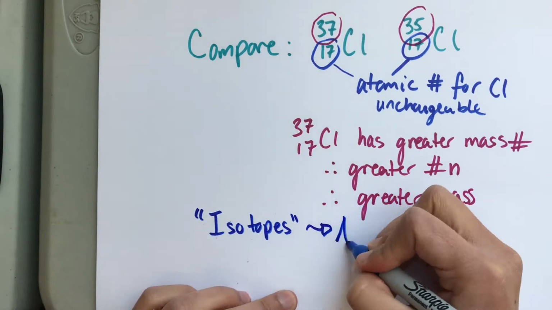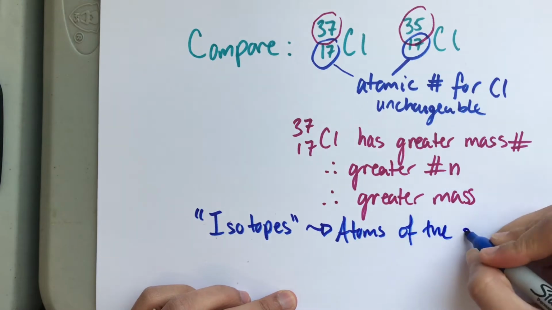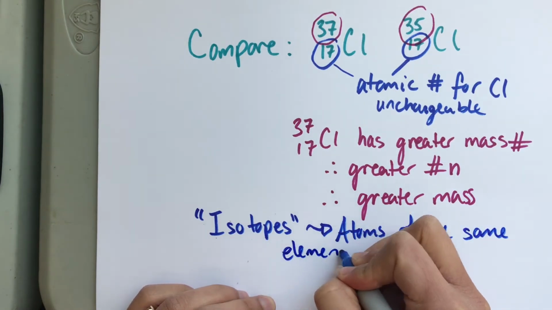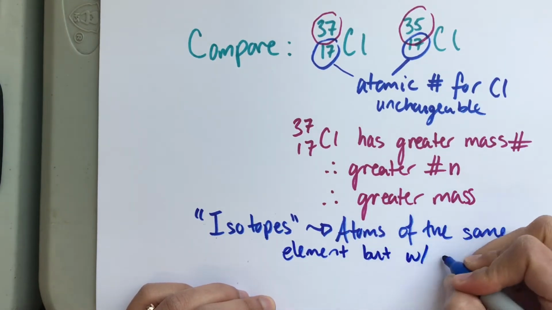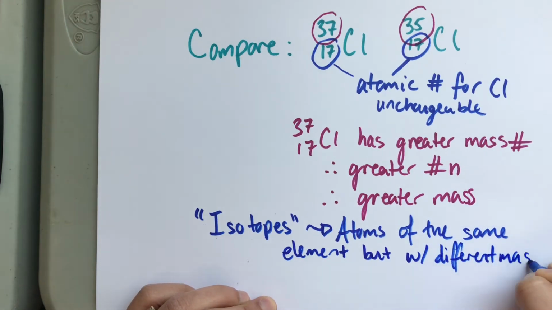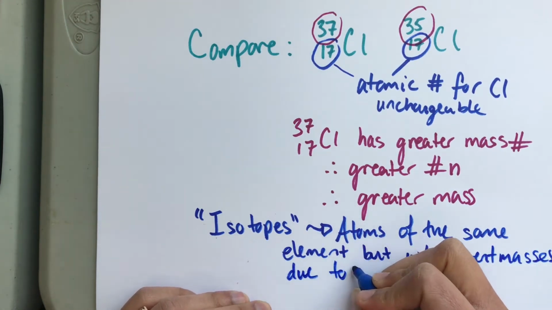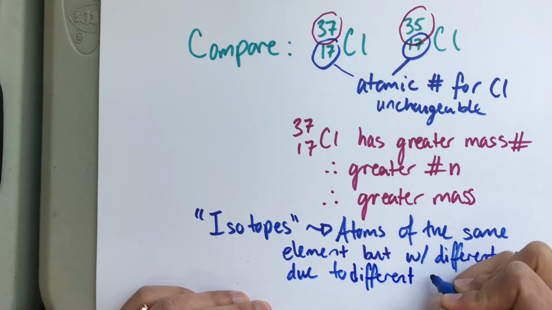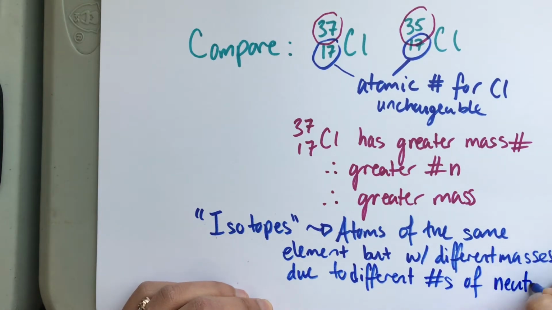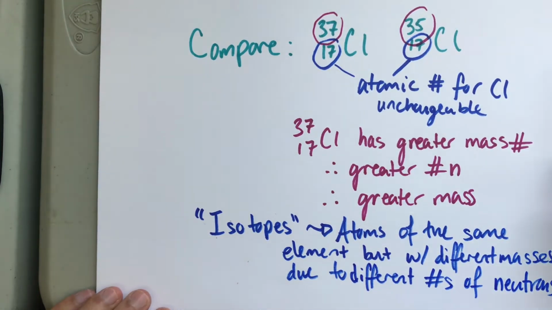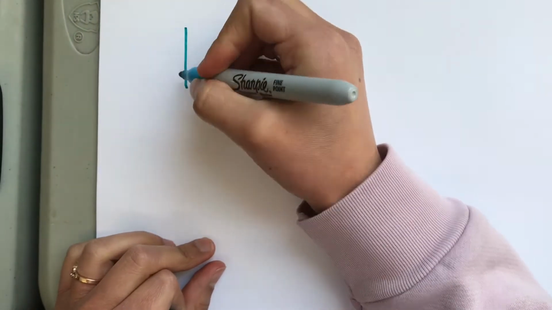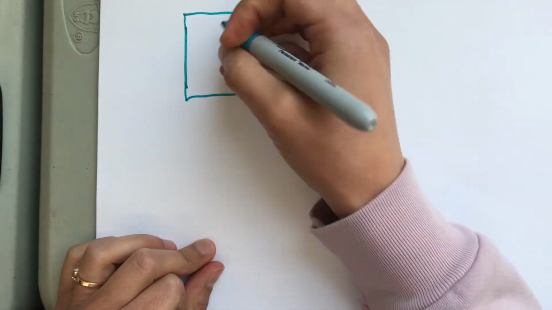These are called isotopes. Isotopes are two atoms of the same element that have different atomic weights. They have different masses, and that's due to different numbers of neutrons. They might have more or fewer neutrons, making them isotopes of the same element, and different isotopes will actually behave differently.